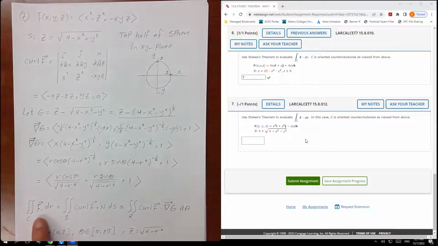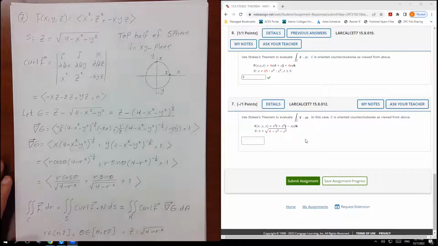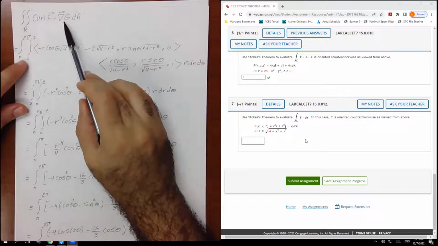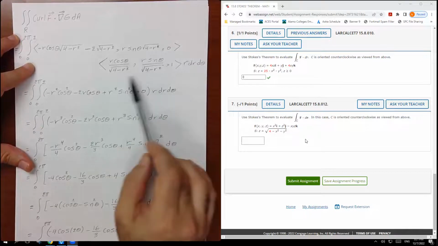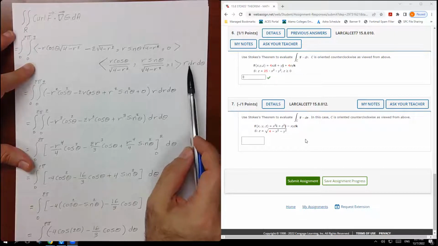That means the integral of F dr is going to be the curl of F dot product with n, curl F times the gradient of g dA. We already know r is between 0 and 2, theta between 0 and 2 pi, and z equals 4 minus r squared. So now we're going to work on the last part, which is the curl of F dot product with the gradient of g dA. So here is the curl of F, and here is the gradient of g, r dr d theta, because dA now is going to be r dr d theta.